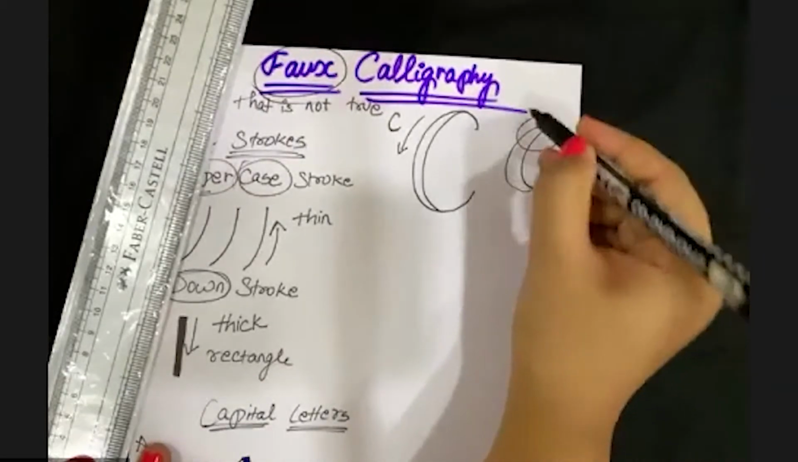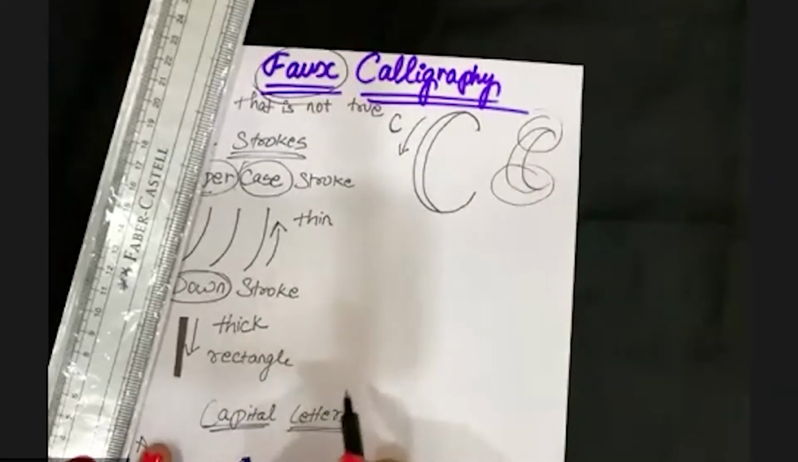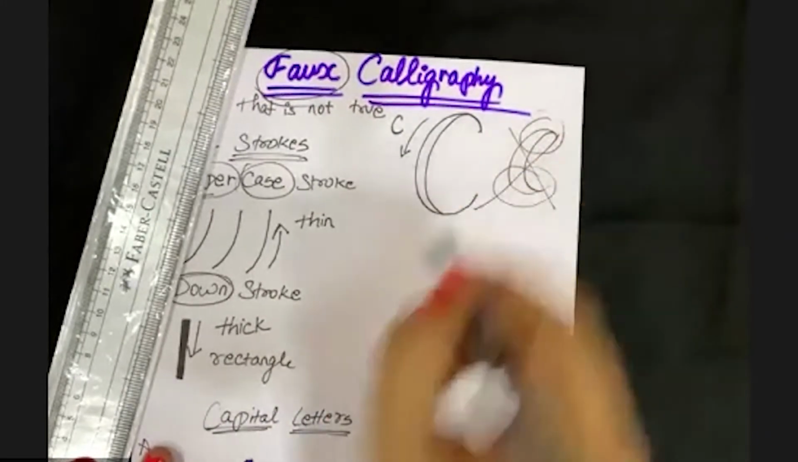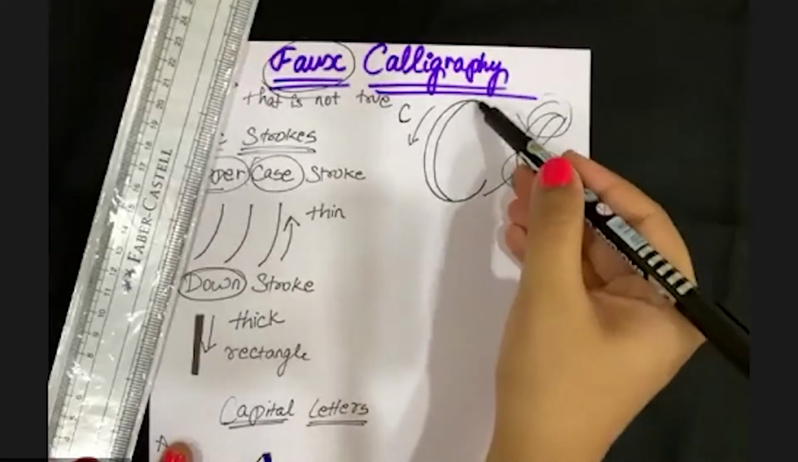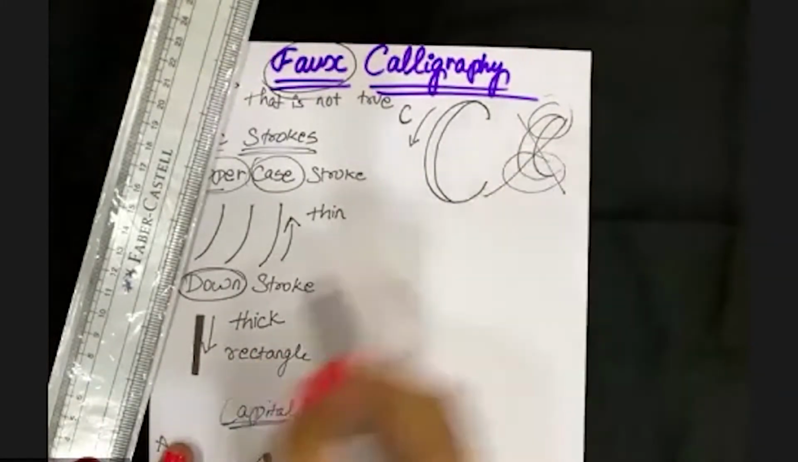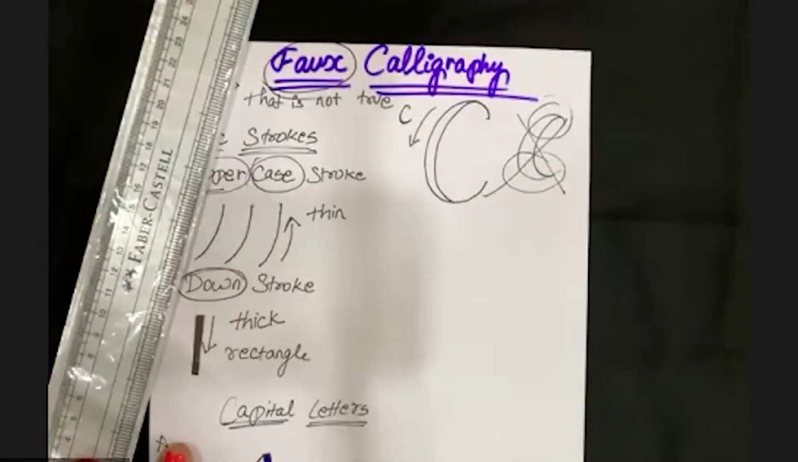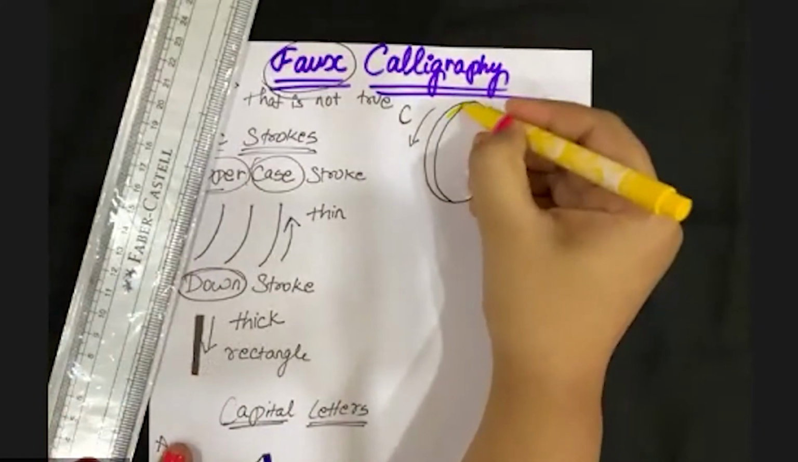from upwards the stroke is thin, and when you are coming downwards the stroke is thick. No, this is totally wrong. Your stroke should be equal. If you are making thin, make it thin. If you are making thick, make it thick. Make sure that your stroke is equal.